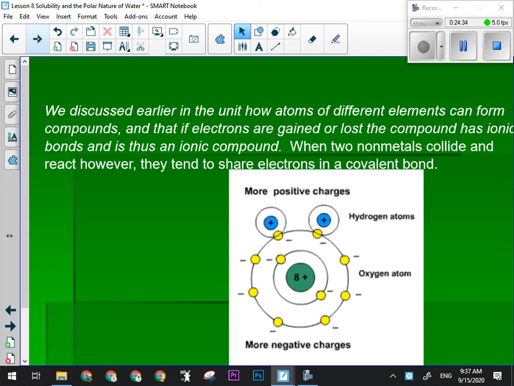So when we're looking at water, for example, water is made up of 2 hydrogens and 1 oxygen. The part of an atom that tells us how well it holds on to electrons is called its electronegativity.